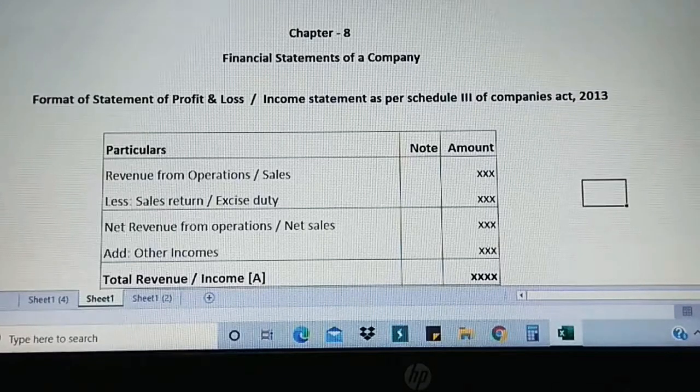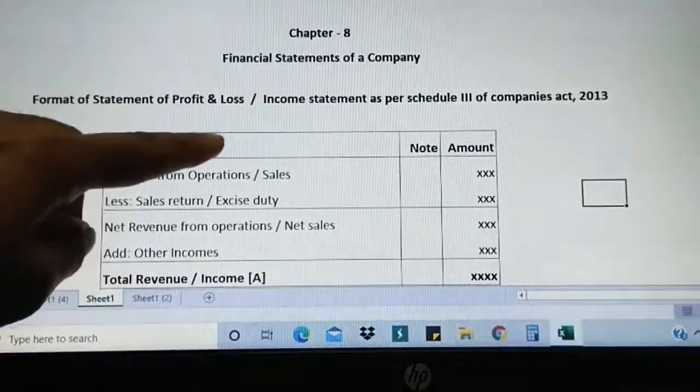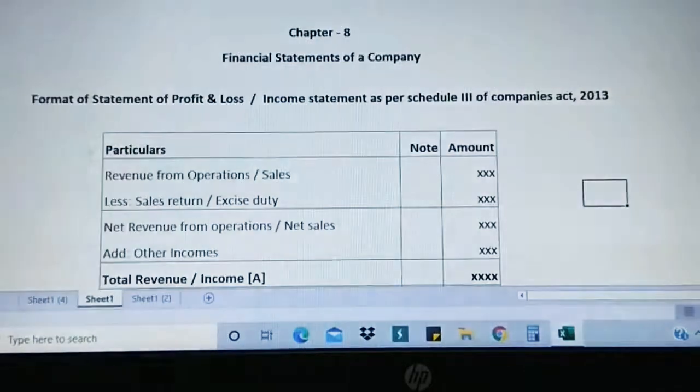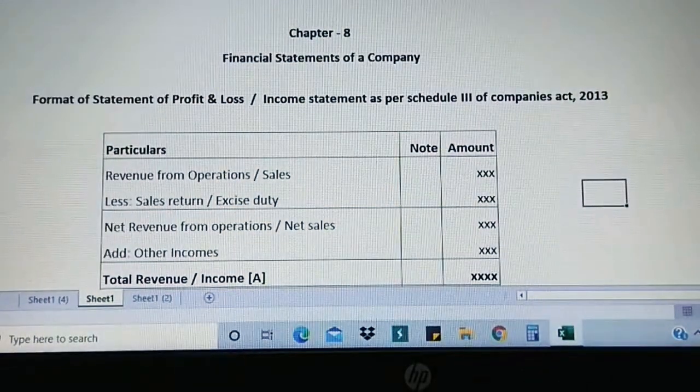Observe how actually the format has to be done. It's very simple. So let us go for the format of the statement of profit or loss or income statement. See, in the question, either if it is profit or loss or income statement, you have to choose the same format. And for the heading, just write Statement of Profit or Loss as per Schedule 3 of the Companies Act of 2013, you are given marks. So don't skip the heading from the question. So let us observe how the format is.